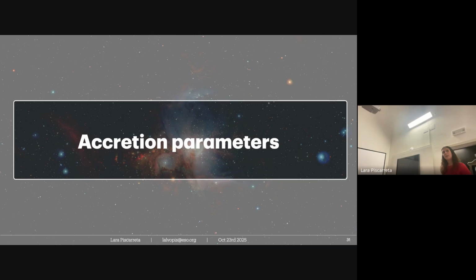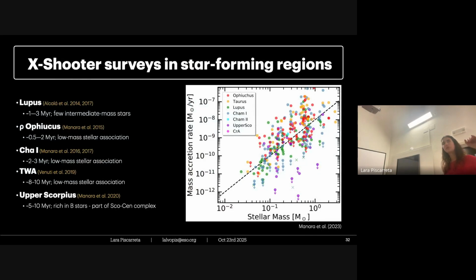So now we will have a look into the accretion parameters. And I will just do a brief parenthesis, in the sense of having a small introduction for this part, because I think it's important to mention that accretion has been a very powerful tool in terms of surveys in star-forming regions to get accretion properties. So it has been used in, for example, Lupus, Chamaeleon I, also Upper Scorpius. And one of the main things that we have learned from these surveys is the establishment of the correlation between mass accretion rate and stellar mass.